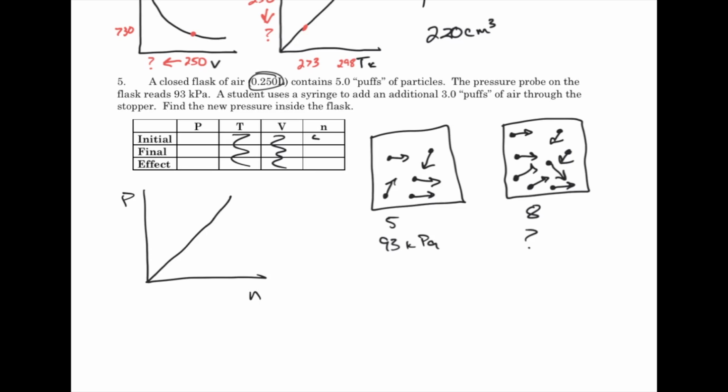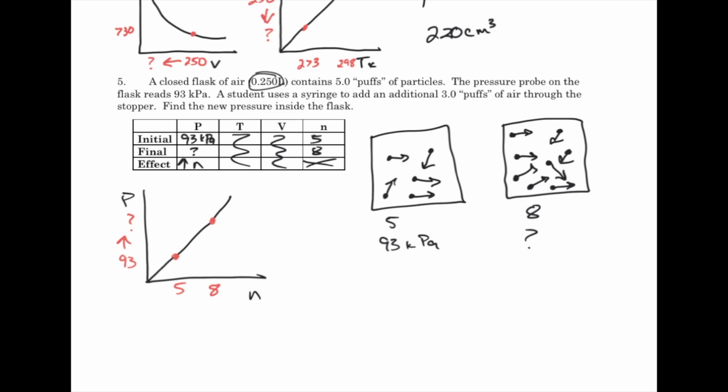So we start with 5 puffs of particles, and we end with 8. Our initial pressure is 93 kilopascals, and we want to know what the new pressure is going to be. All right, so let's look at this graphically then. When we have 5 puffs of particles, we have a pressure of 93 kilopascals. Right, when we add 3 more, we now have 8. And we want to know what the pressure is going to be, so we can see that it is going to go up. So the pressure is going to increase because of a change in the number of particles, right?